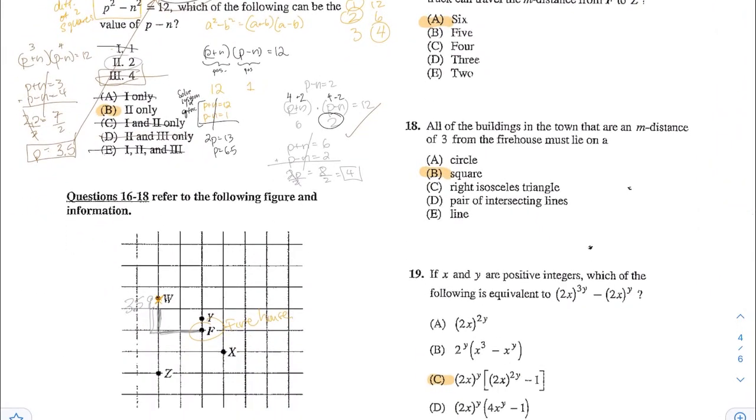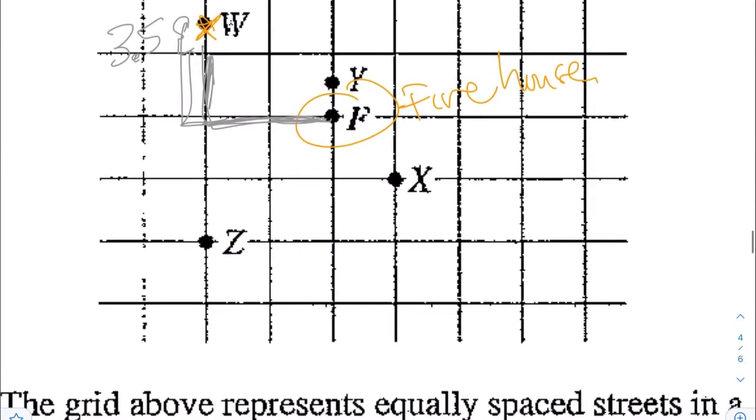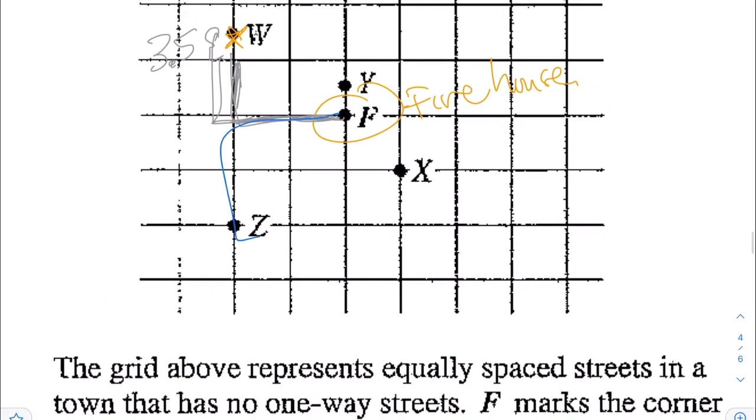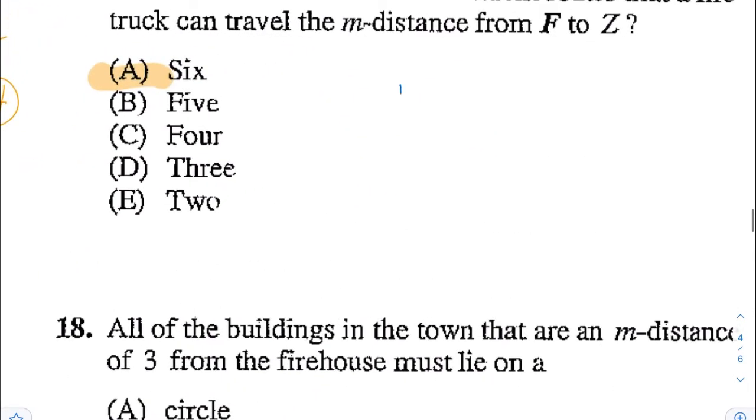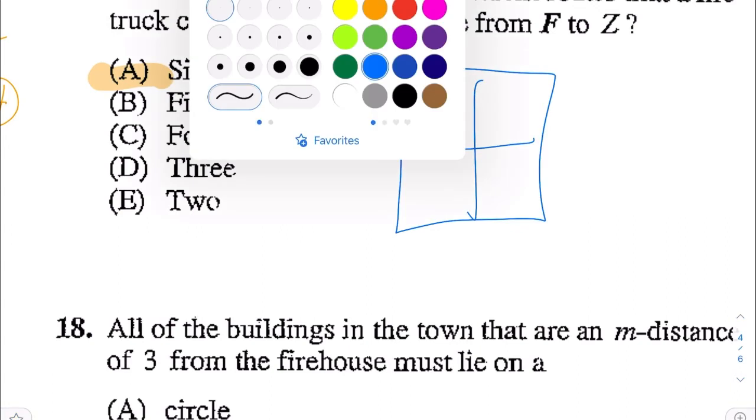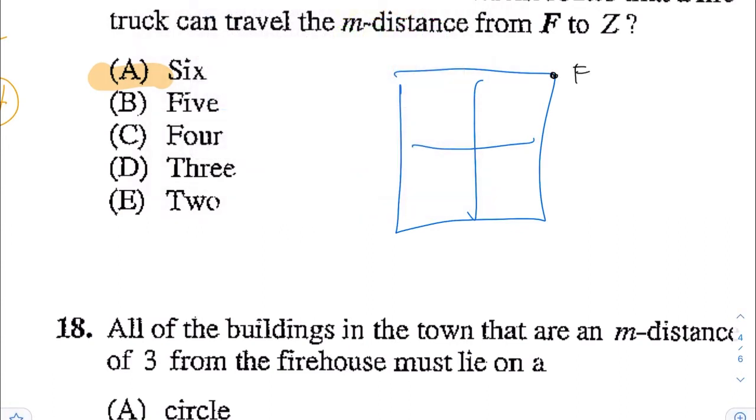Next to number 17, what is the total number of different routes that a fire truck can travel, the M distance from F to Z? You're going from F to Z, and it's a 2x2 grid here. So I'm just going to redraw that here for number 17. So here the M distance is 4. So basically, you can't go around in circles.